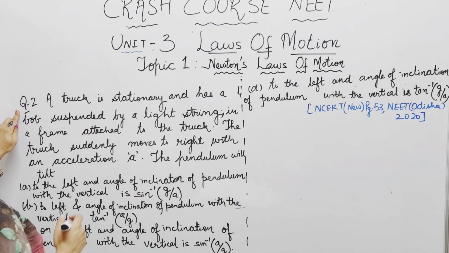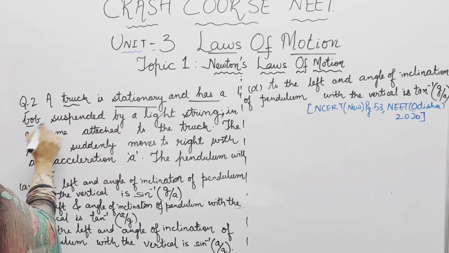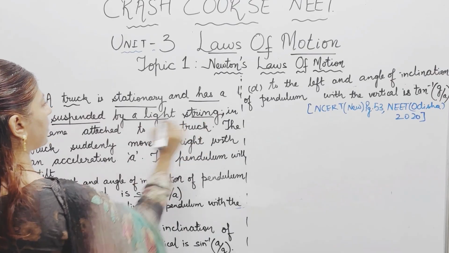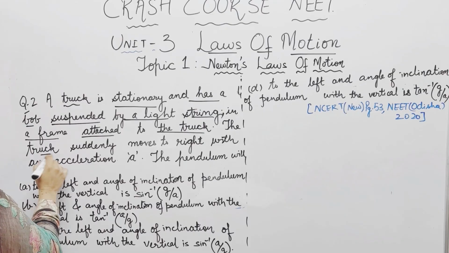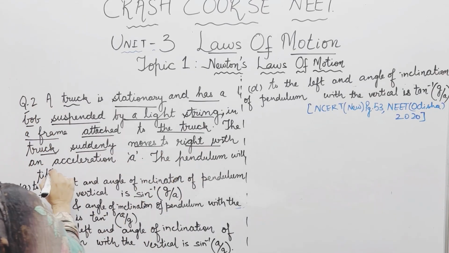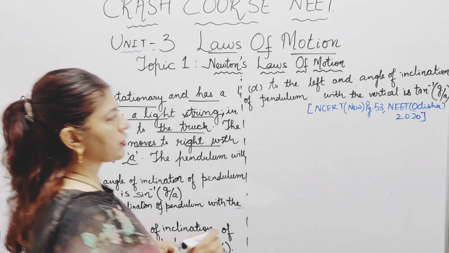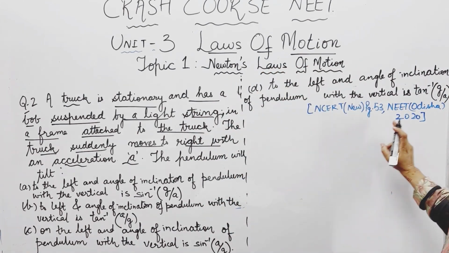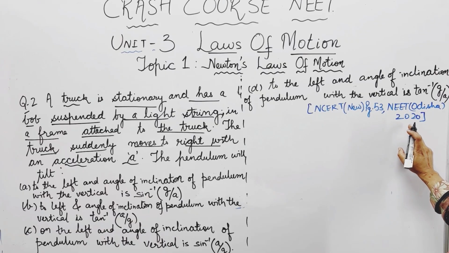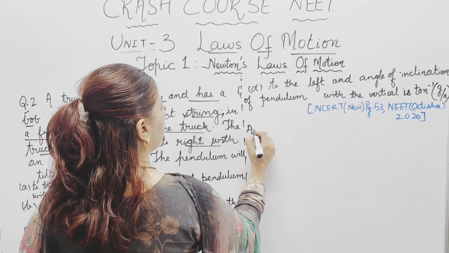Now the question number 2. A truck is stationary and has a bob suspended by a light string in a frame attached to the truck. The truck suddenly moves to the right with acceleration A. The pendulum will tilt, and the options are given to us. This question is on page number 53 of the new NCERT, and in NEET Odisha 2020. So let us solve the question.